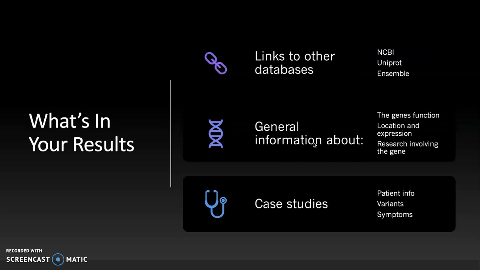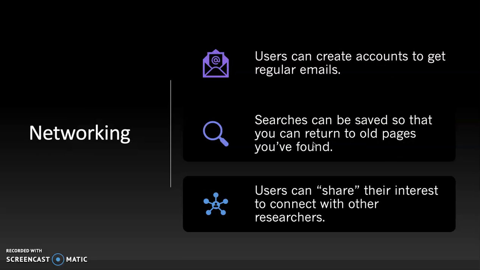When you find results, what they're going to have are links to other databases like NCBI, UniProt, and Ensembl, which you probably learned about earlier in the semester. It also has general information about the genes and their function, where they're located on the genome and how they're expressed, and any research involving these genes. And the last thing that you'll find are case studies, and you'll find general patient information, variants, and their locations, and specific symptoms.